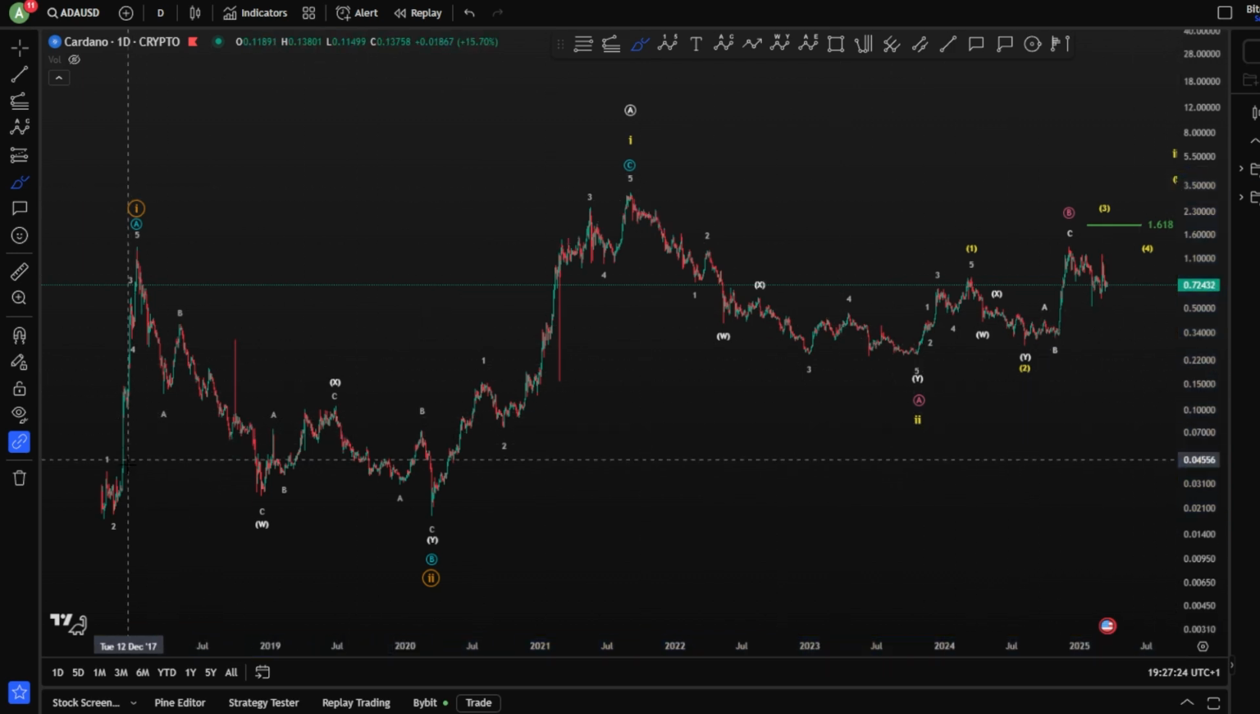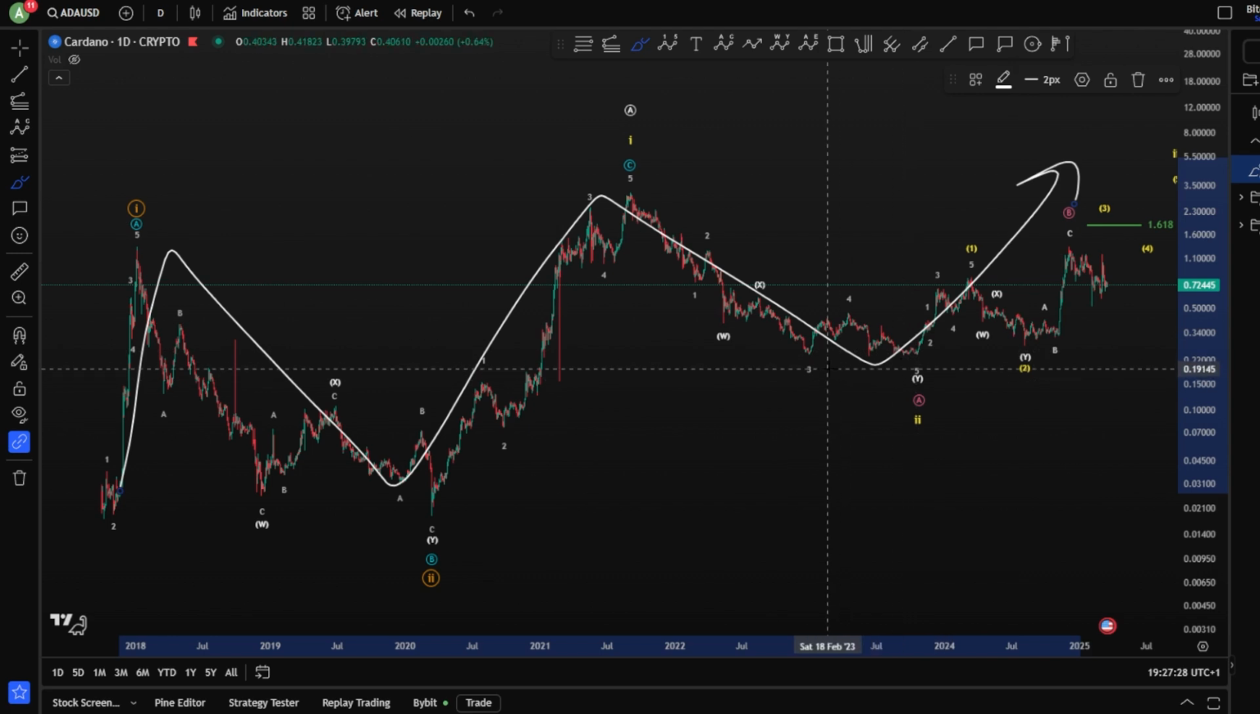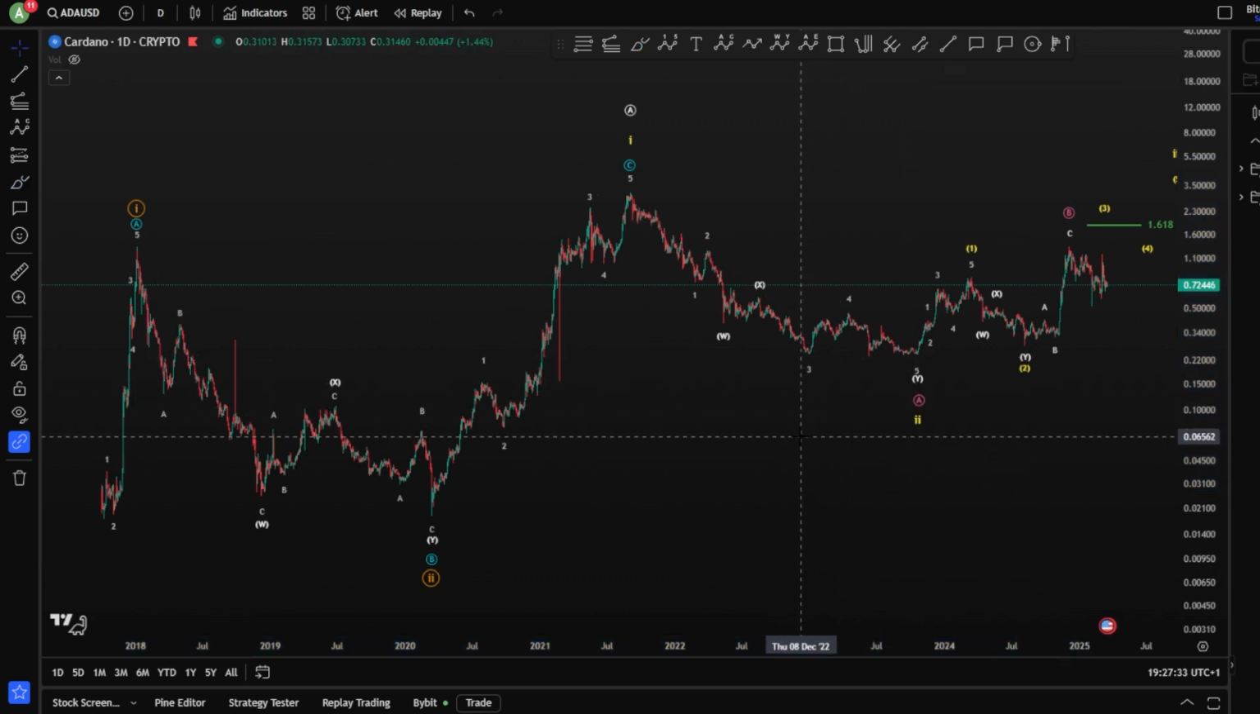Another scenario is a double 1, 2. You're looking for a 3, 4, and a 5, 4, and a 5. Of course, even for higher prices.